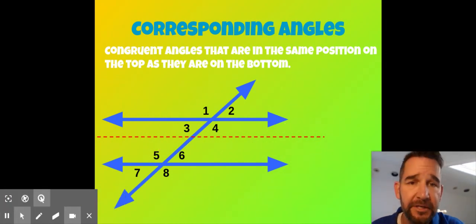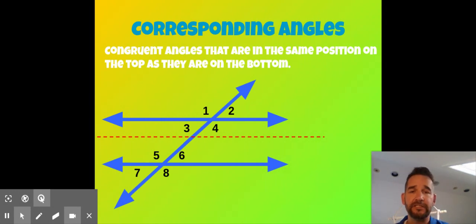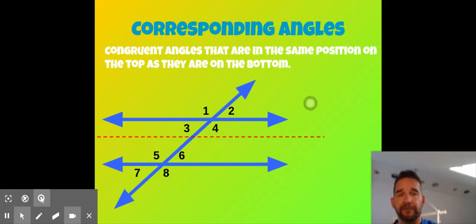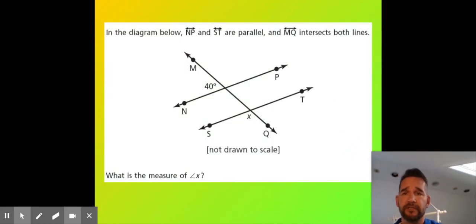All right, now that we know our angle relationships, let's look at a few examples where someone might ask us to find some of the missing angles based on our relationships. Take a look at this next problem here. It says, in the diagram below, NP and ST are parallel, and MQ intersects them. So MQ would be considered the transversal line.